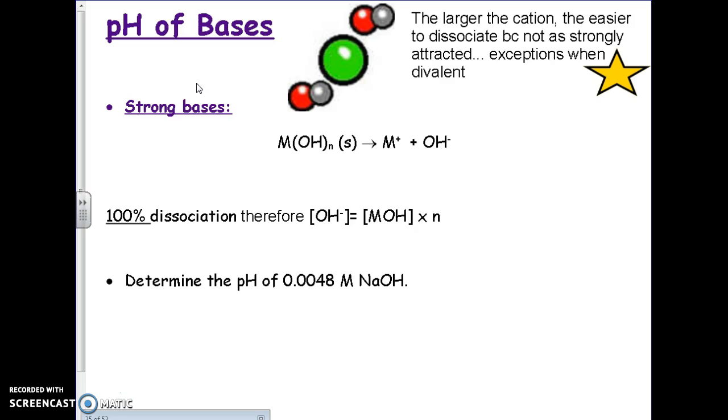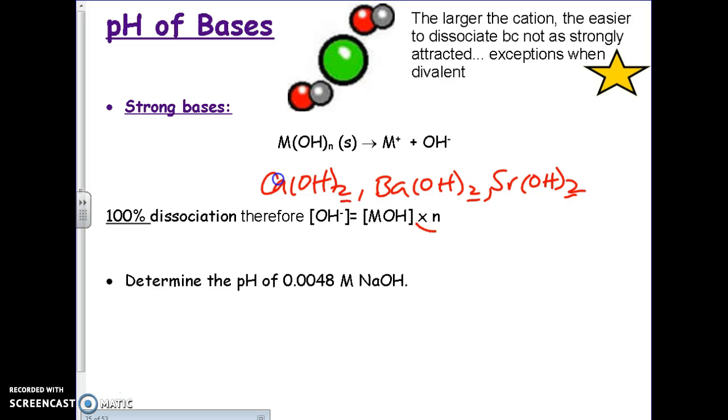But sometimes when the strong base is divalent, meaning anything from the second group, so calcium hydroxide, barium hydroxide, or strontium hydroxide, that 2 on each of these makes double the amount of hydroxides, therefore you must multiply by 2. And that is the only time you ever do that. You'll never ever do that with strong acids. You only do it with these 3 divalent strong bases.